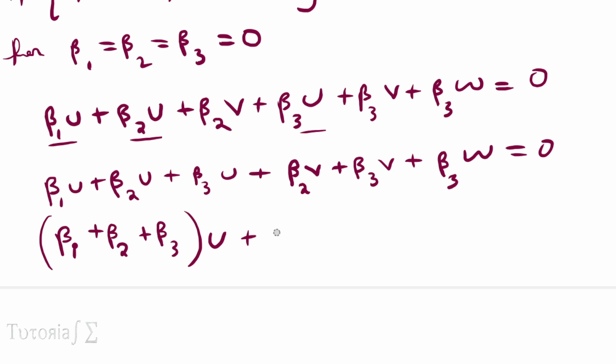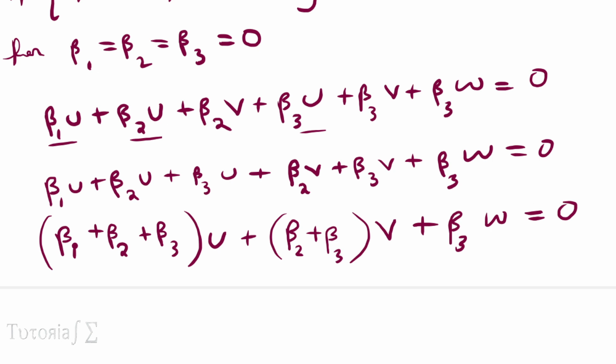Here, what are we going to have? We are going to have beta 2, beta 3 plus beta 3, close brackets, then our v outside. Okay, then here, we are going to have beta 3 w.